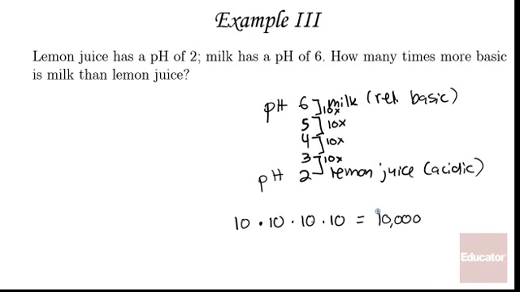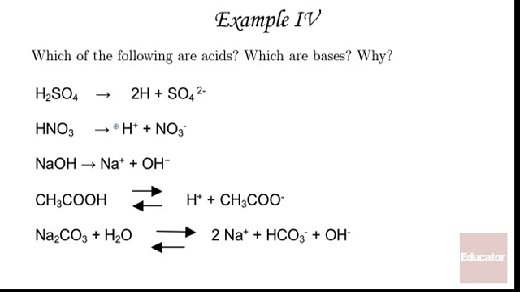So that's a very large range, and this shows you why we need to use a logarithmic scale, because it wouldn't be very practical to try to fit these wide ranges onto a scale that was just a linear scale. Which of the following are acids, which are bases, and why? Remember that acids increase the hydrogen ion concentration. Bases decrease the hydrogen ion concentration.